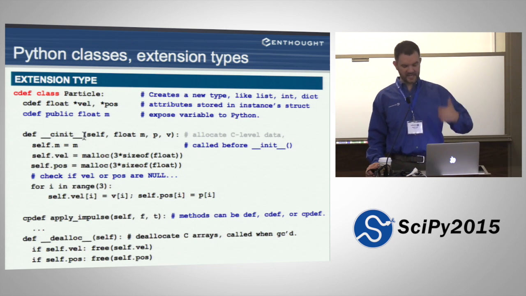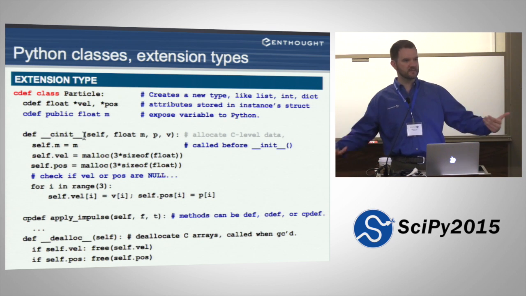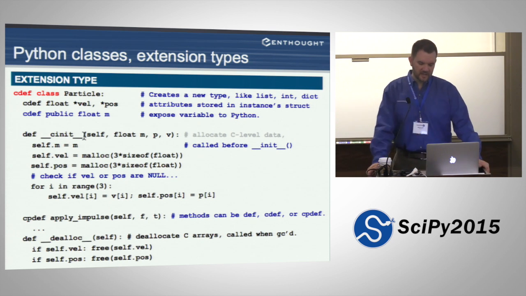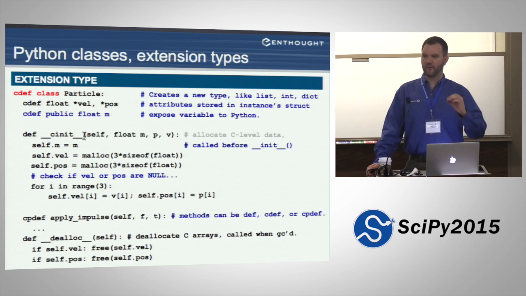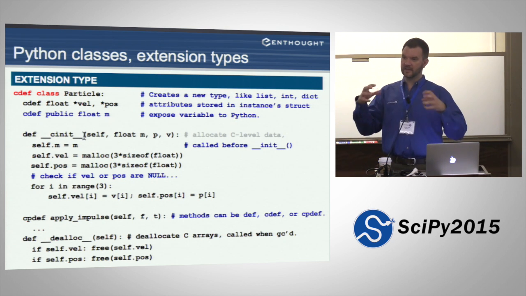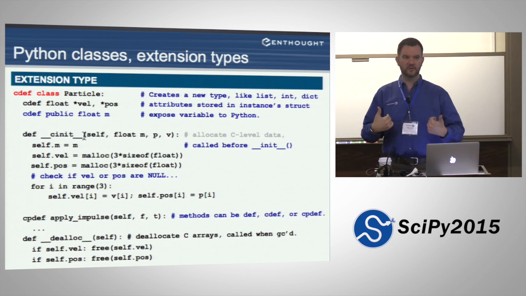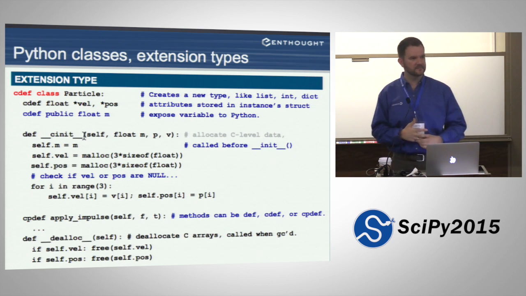You can also have an init, just a plain old init here, and it has the same meaning and semantics as a regular Python init. Cinit, though, is specifically for things like allocating on the heap for arrays that need to exist before you interact with this thing from Python.